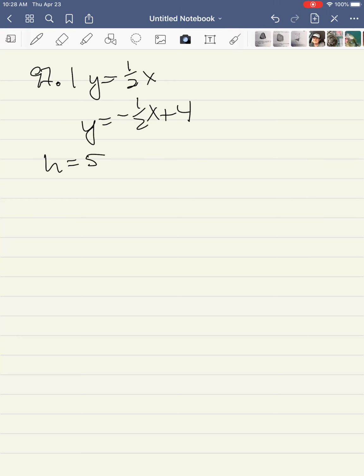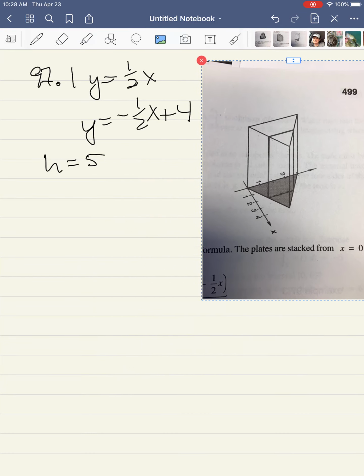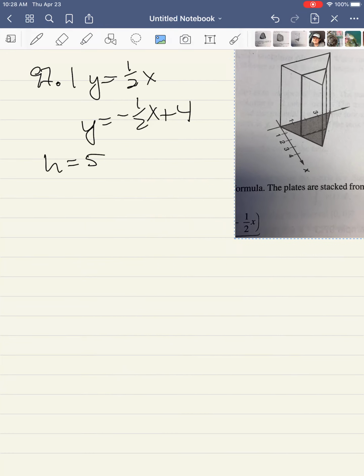So I have this picture right here for us to look at, and you'll notice that this is the x-axis, so it's sideways, but this is the x and this would be the y right here. So this rectangle right here is a cross-section where it said that each cross-section was a rectangle with height 5. So in other words, this height right here is always 5.